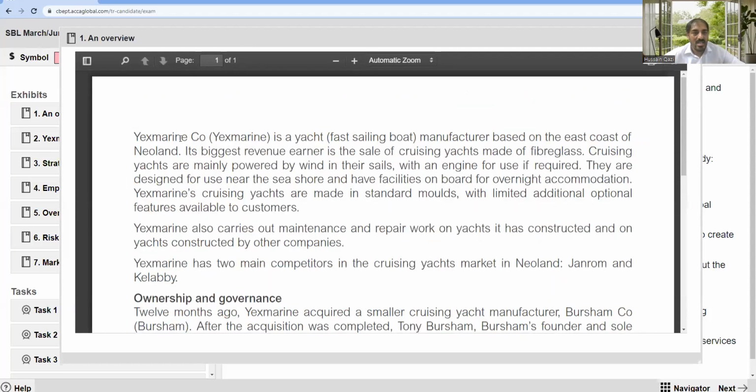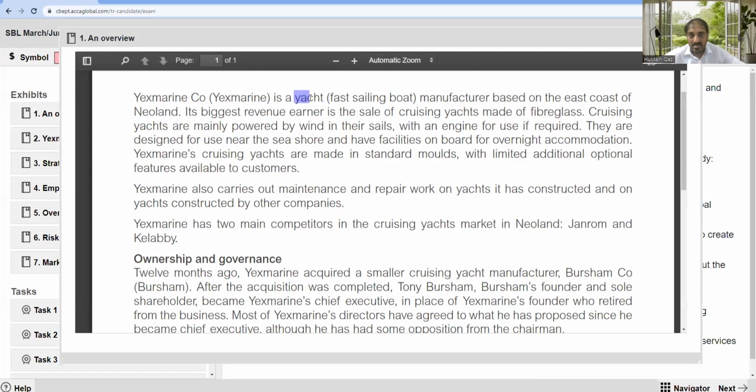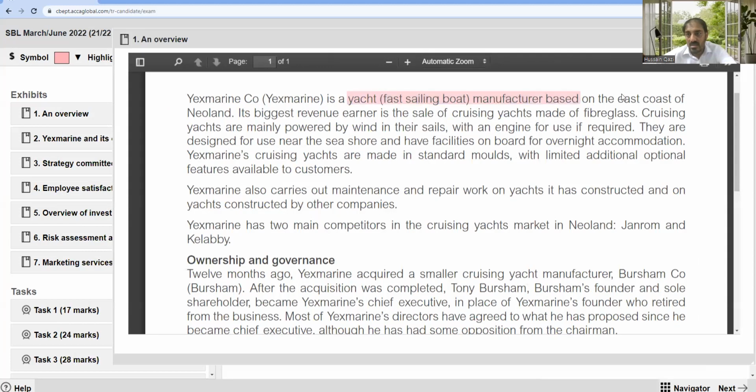Okay. Now, Yachts Marine Company is a fast sailing yacht boat manufacturer based on the east coast of Newland. Its biggest revenue earner is the sale of cruising yachts, made of fiberglass. Cruising yachts are mainly powered by wind in the sails with an engine for use if required. They are designed for use near the seashore and have facilities on board for overnight accommodation.